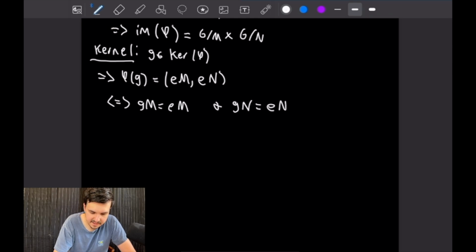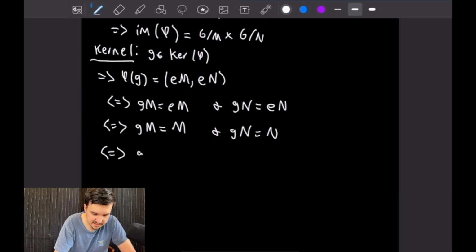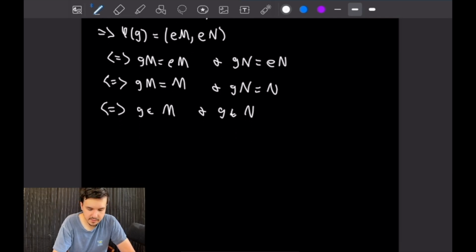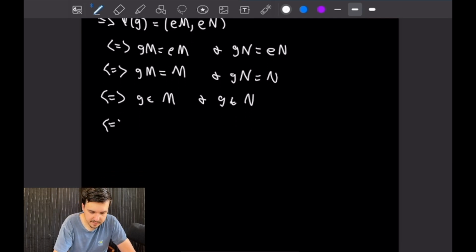Well, we can see that that's true if and only if g times m is equal to m, and g times n is equal to just n, but that's the same thing as saying that g is in m as well as g is in n. And what does it mean for g to be in m and n? Well, that means that g must be in the intersection of m and n by the definition of intersection. So like I said, g is in m intersect n.